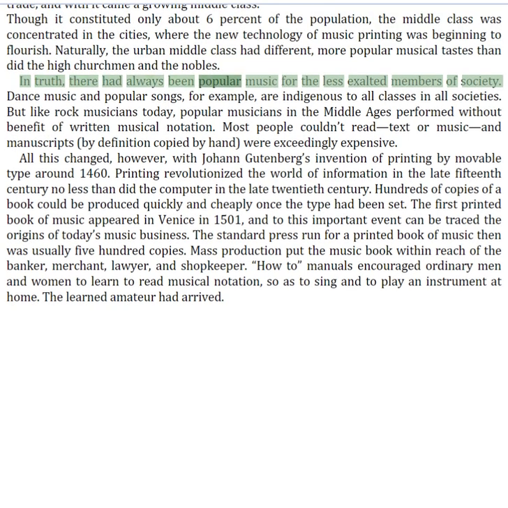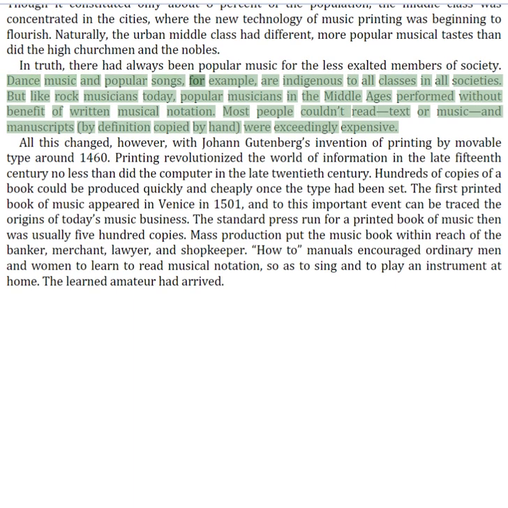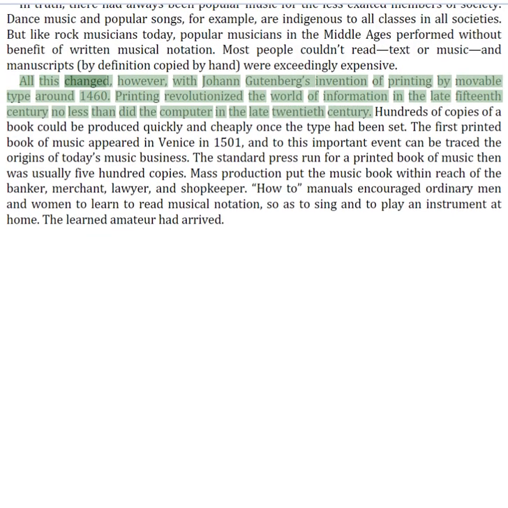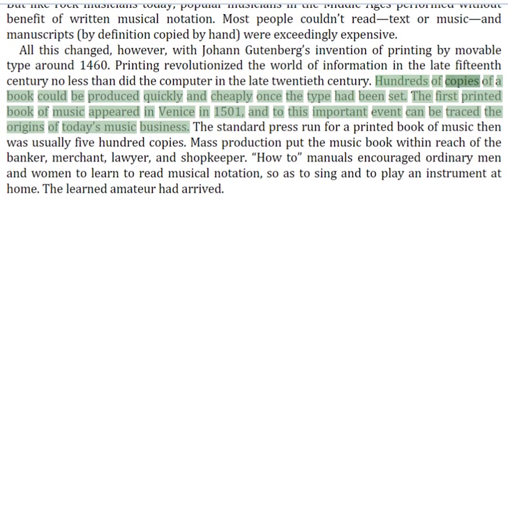In truth, there had always been popular music for the less exalted members of society. Dance music and popular songs, for example, are indigenous to all classes in all societies. But like rock musicians today, popular musicians in the Middle Ages performed without benefit of written musical notation. Most people couldn't read text or music, and manuscripts were exceedingly expensive. All this changed, however, with Johann Gutenberg's invention of printing by movable type around 1460. Printing revolutionized the world of information in the late 15th century no less than did the computer in the late 20th century. Hundreds of copies of a book could be produced quickly and cheaply once the type had been set.